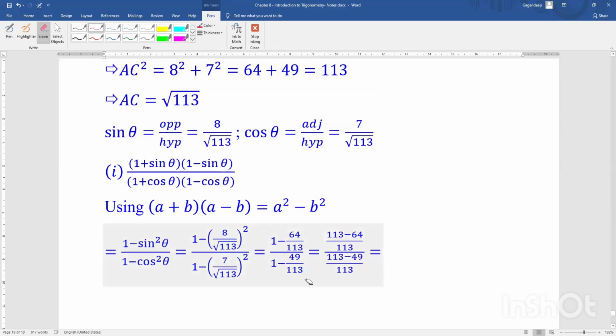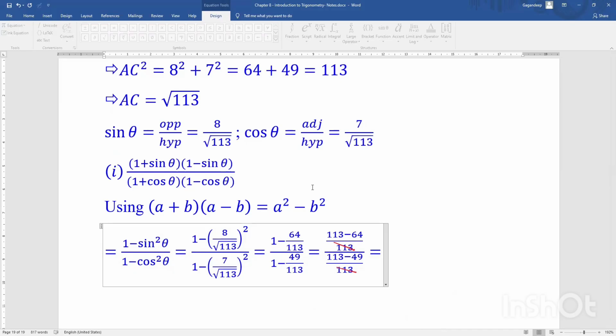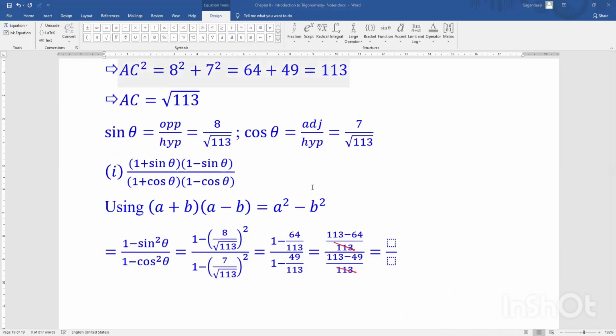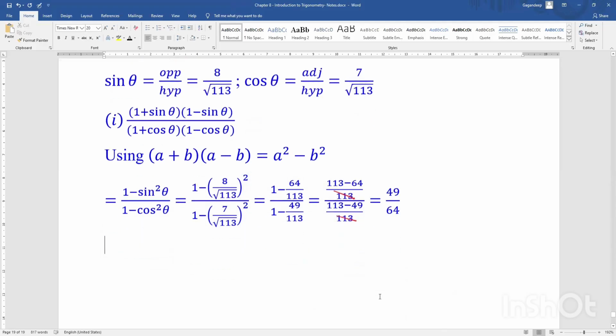Now the next thing we are going to do is cancel 113 in both numerator and denominator. We can cancel in this way also. Now what will be left in the numerator is the question. So we get 49 by 64. This will be our answer.